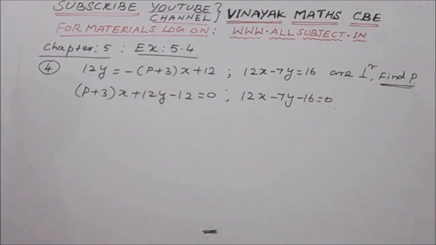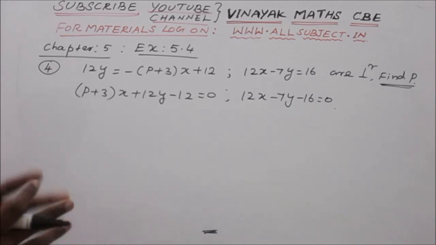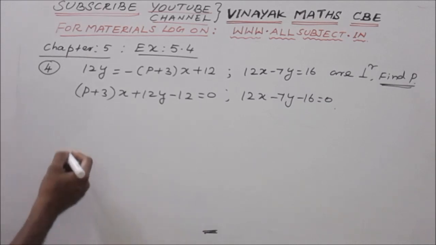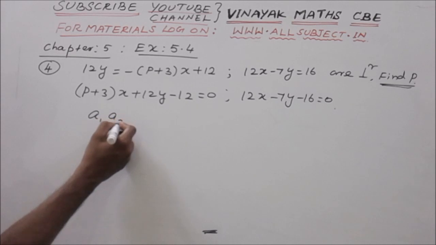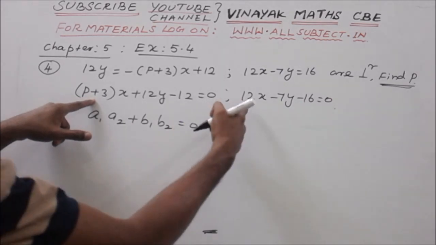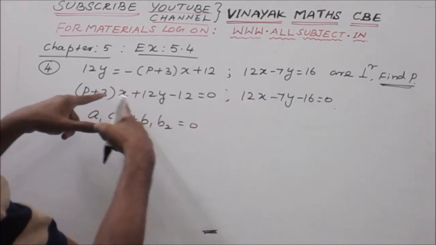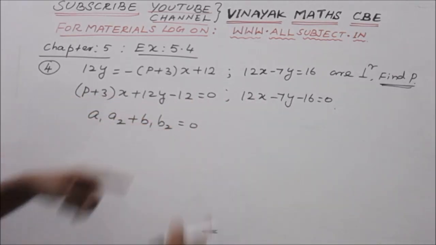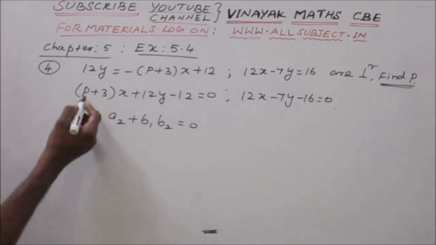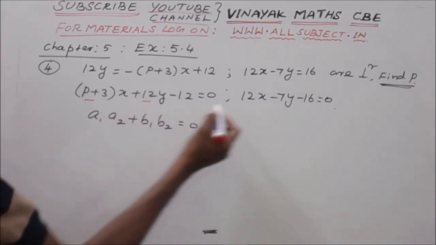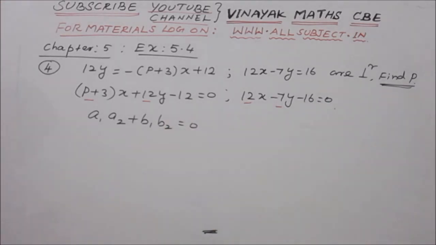Now we have a condition to intersect perpendicularly, that is, if two lines are perpendicular, then a1 a2 plus b1 b2 equal to 0. Coefficient of x of the first line into coefficient of x of the second line, plus coefficient of y of the first line into coefficient of y of the second line will be equal to 0, sum of these two values. So this is a1, another one is a2, and then here is b1, b2. Take the coefficients here.